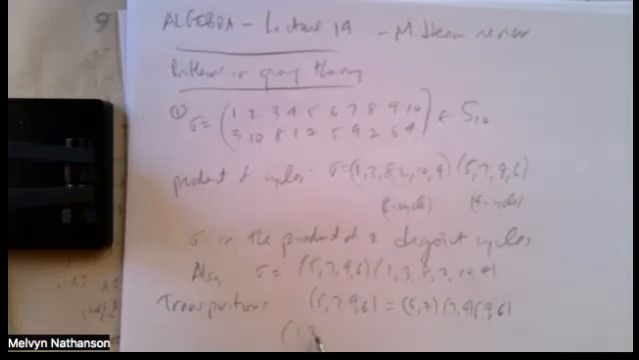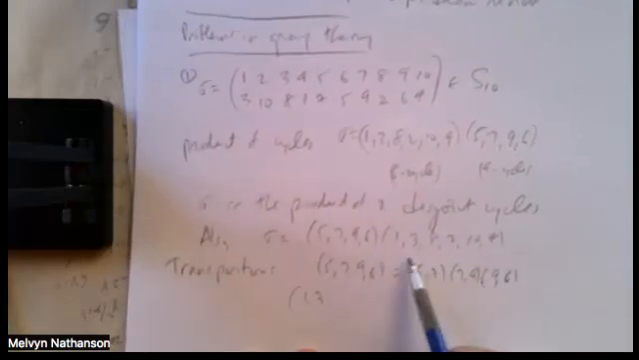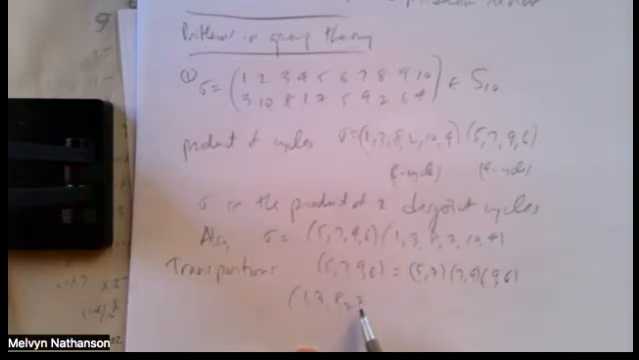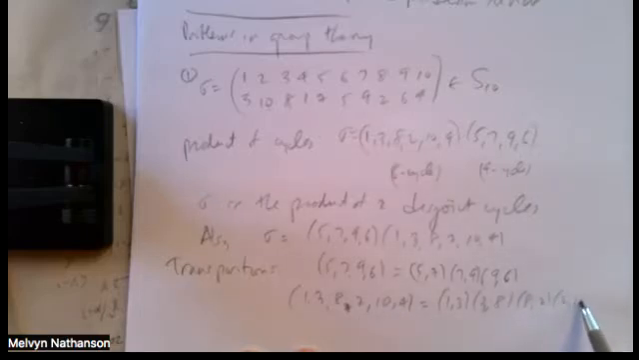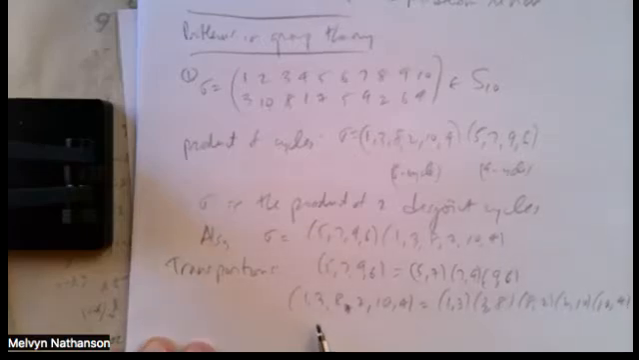And if I take this bigger cycle, (1 3 8 2 10 4), that's (1 3)(3 8)(8 2)(2 10)(10 4). So this is a product of 1, 2, 3, 4, 5 transpositions.